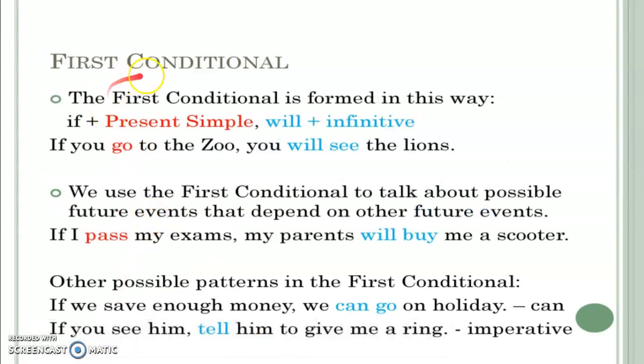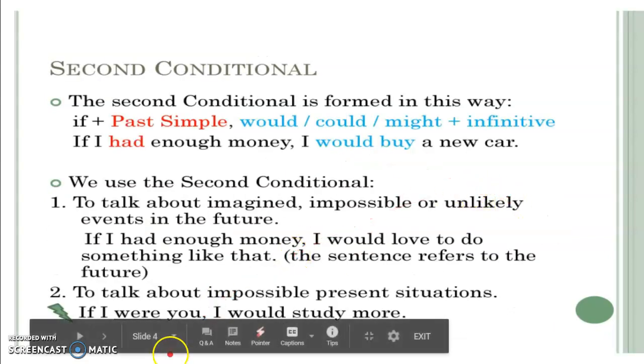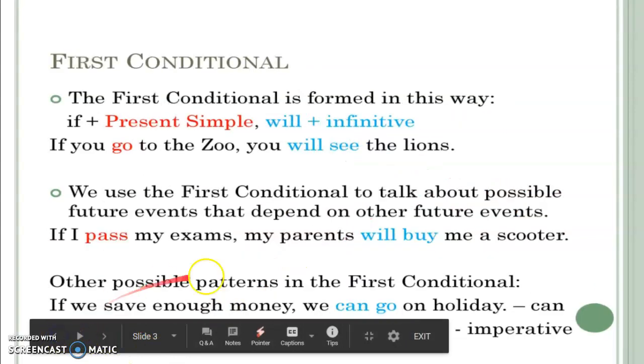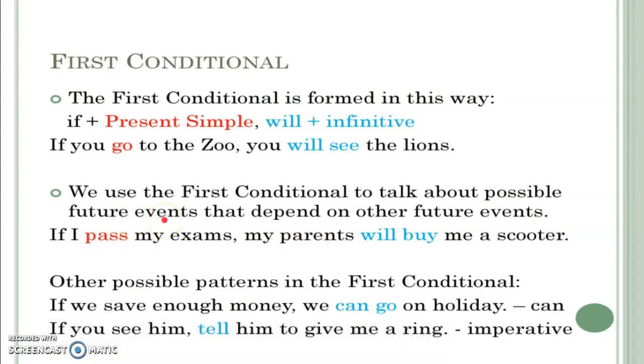We're going to talk about the first conditional here. The first conditional is formed by using the following. Present simple, and then we're going to add will plus infinitive. So, for example, if you go to the zoo, you will see the lions. طيب يا guys, يبقى أنت هتلاحظ في first conditional, what should we do? We're talking about a possible future event, something that could happen in the future, okay?